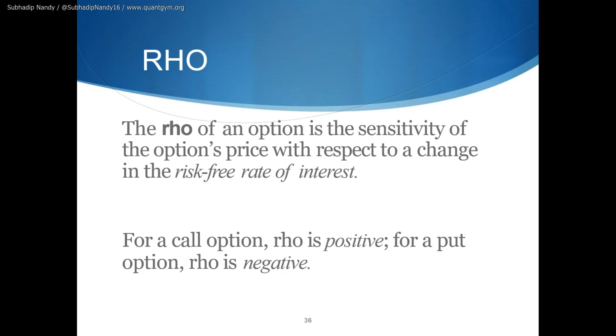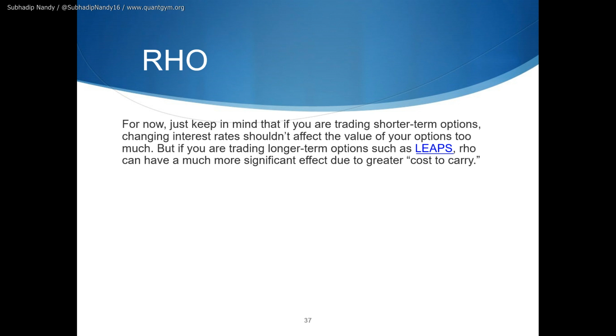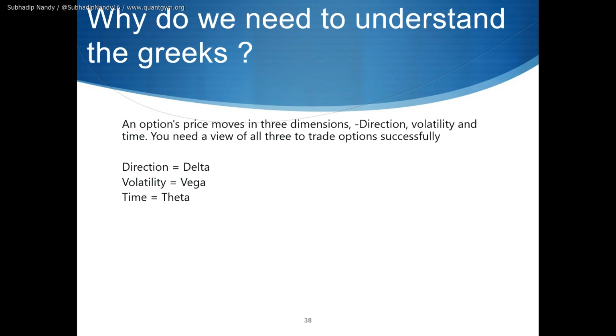Let's come to rho. This is the Greek which you actually don't have to look at much. Rho of an option is the sensitivity of the option's price with respect to a change in the risk-free rate of interest. For a call option, rho is positive. For a put option, rho is negative. For now, just keep in mind that if you're trading shorter term options, changing interest rates wouldn't affect the value of your options too much. But if you're trading longer term options like LEAPS, rho can have a much more significant effect due to greater cost of carry. So unless you're trading LEAPS, that is far away options like December 21 or December 22, rho should not affect you. For weeklies and monthlies, rho does not have that much of an effect.